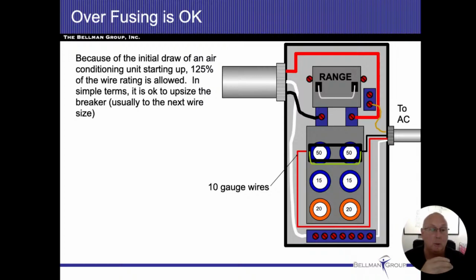All right. So with air conditioning, I'm talking about central air conditioning systems. This is not acceptable for through wall units or window units or anything other than a central air conditioning compressor cabinet on the outside. And the overfusing is actually normal, and the reason is because of the sudden start. All right.